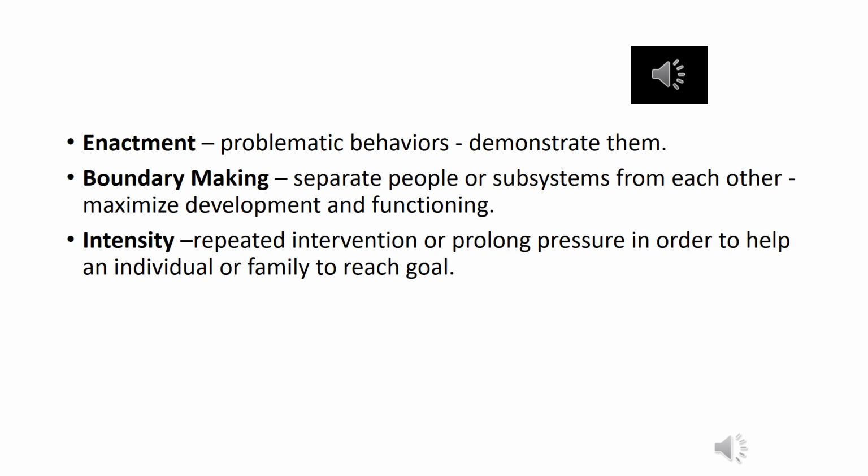Boundary making is another technique in which the counselor creates lines that separate people or subsystems from each other. Rather, we can say that the counselor helps the family make lines. This may be done psychologically in order to maximize individual as well as group level functioning. Intensity changes are made in the maladaptive transactions by using strong affect, repeated interventions, or prolonged pressure in order to help an individual or family member reach the goal.